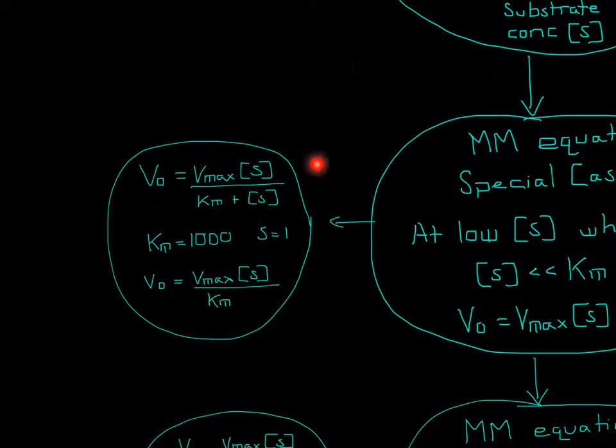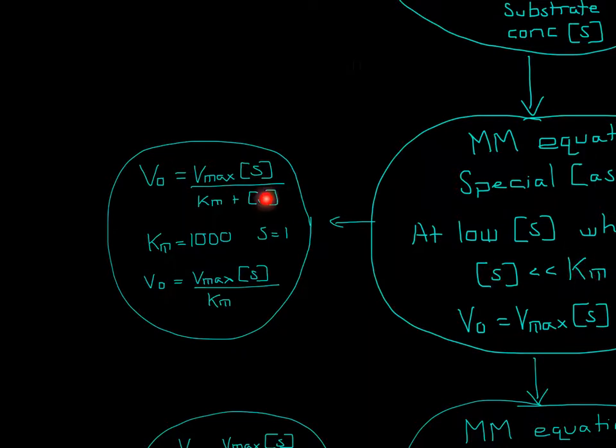So we have the original Michaelis-Menten equation, right? V0 equals Vmax times substrate concentration over Km plus substrate concentration. So let's say Km is 1000 and substrate concentration is 1. Well, if you do the math, for example, if Vmax is 1 and substrate concentration is 1, 1 divided by 1000 and 1 divided by 1000 plus 1 is not that different. So it's almost negligible.